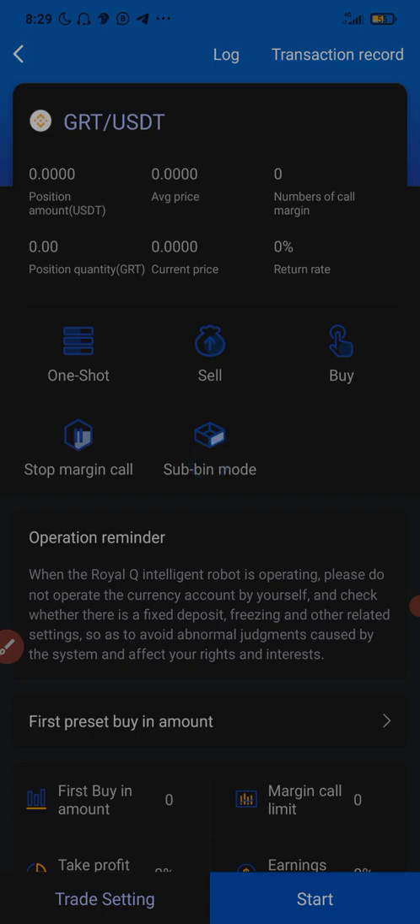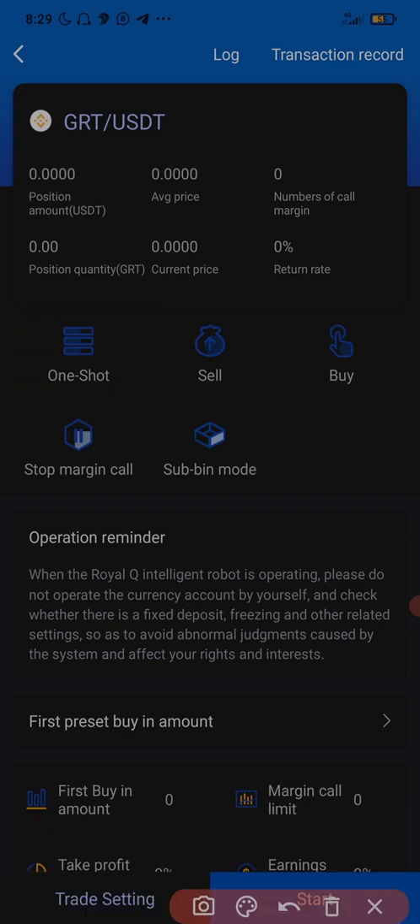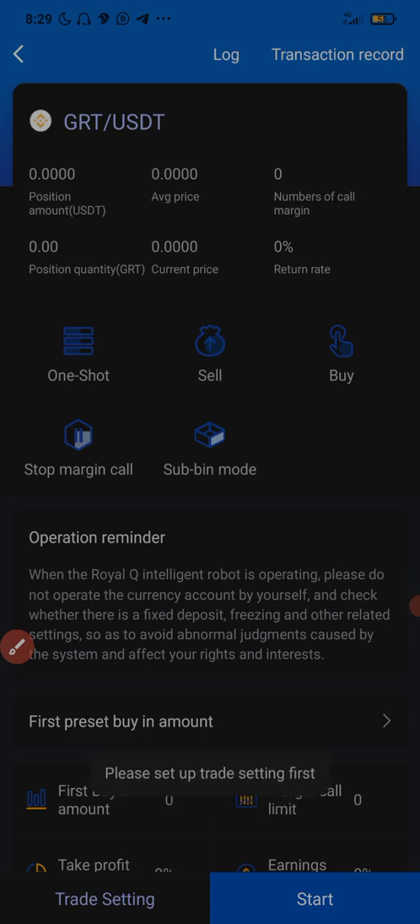So now don't forget guys, we have one shot here, so we can change it to cycle by clicking on it. Please set up the trade first. So I'm going to click on start. Now in order for me to decide to change this trade to one shot or cycle, I'm going to click on start now. Please activate the robot first.